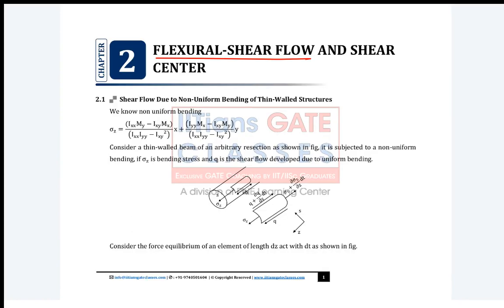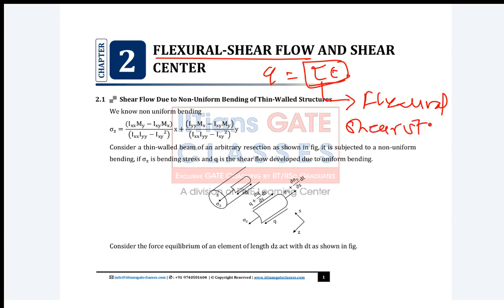Yeah, thank you. So flexural shear flow is what again? It is again q equal to tau into t. But what is this tau? This tau is flexural shear stress. Now guys, this flexural shear stress is due to what? Non-uniform bending or due to shear forces.